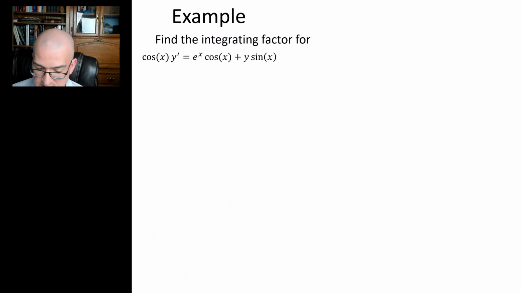Okay, here's a second example where we're only after the integrating factor. Cos of x y prime is equal to e to the x cos of x plus y sine of x. And our first step is going to be important here. We want to put this into standard form.